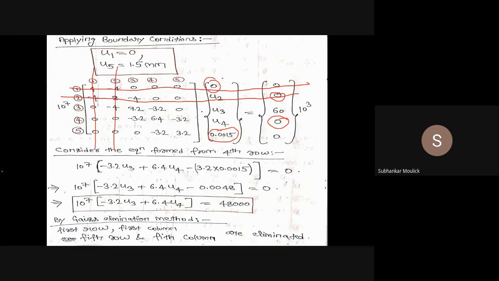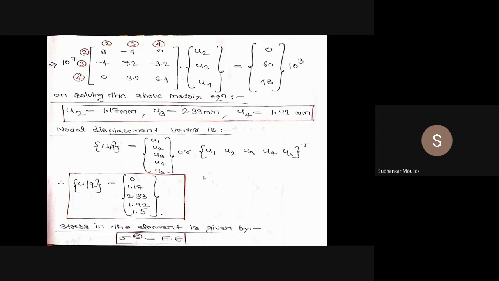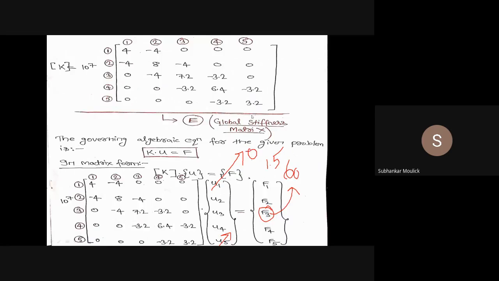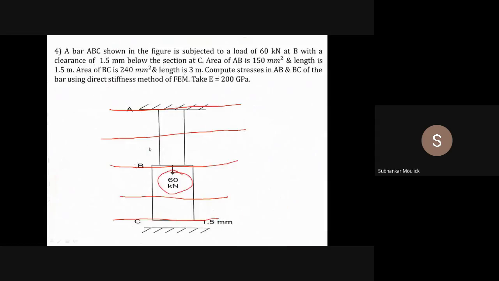So the resulting matrix becomes what? Sorry, not this second row. Sorry, erase. This F2 will not be equal to 0, because due to this 60 kilonewton, if the vertical bar AB is displacing in the downward direction, definitely there will be some nodal force F2.